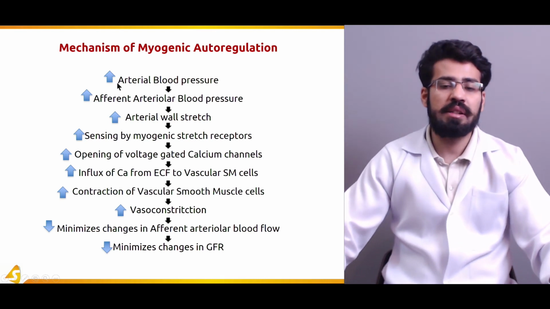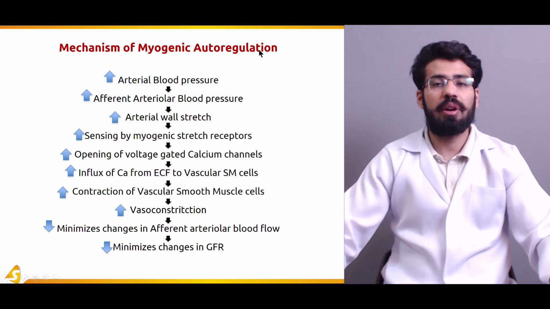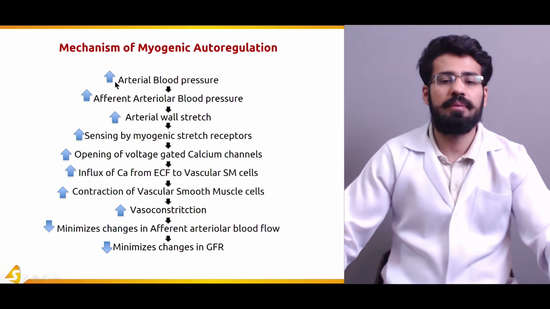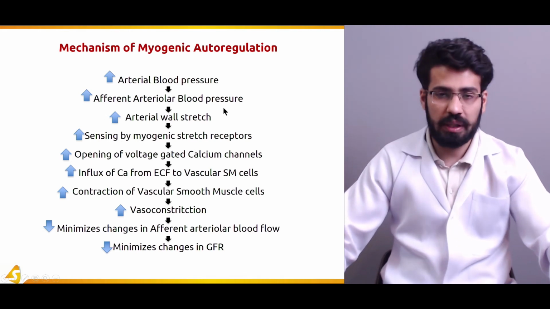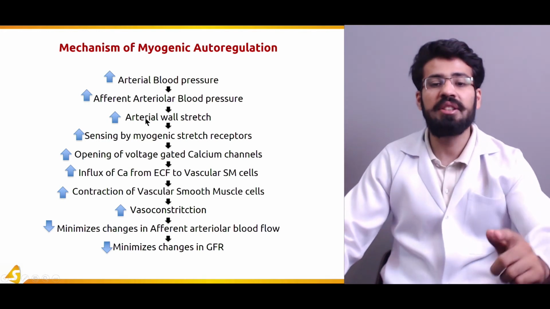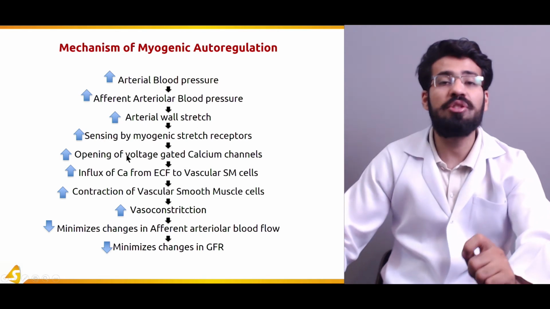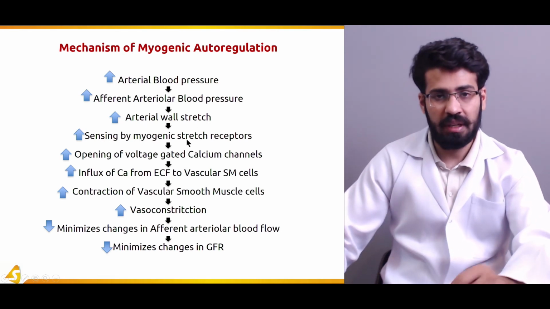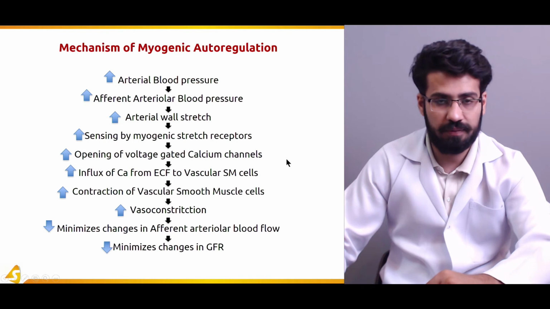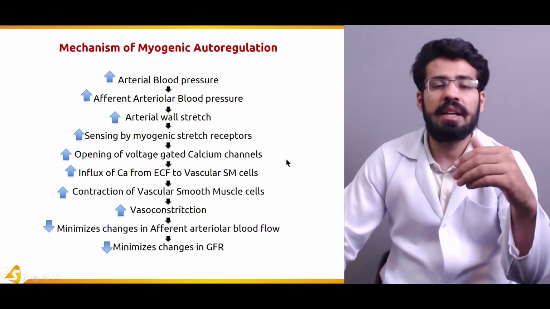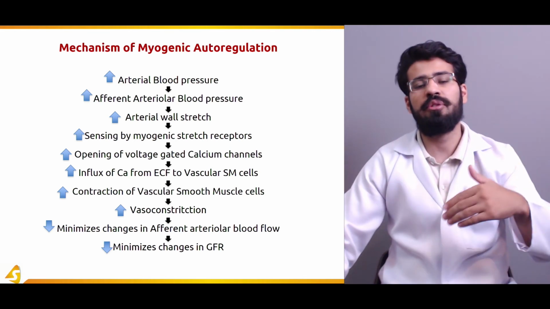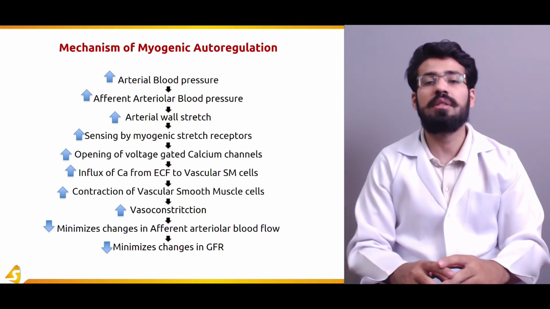So this slide basically gives the summary of the myogenic autoregulation. Number one, when the arterial blood pressure increases, what will happen? The afferent arteriolar blood pressure will of course increase. This will produce a stretch in the arterial walls. Now this stretch will be sensed by the myogenic stretch receptors. These receptors will cause the opening of the voltage-gated calcium channels. When these channels are opened, this will cause the influx of calcium from the extracellular fluid, ECF, into the vascular smooth muscle cells.